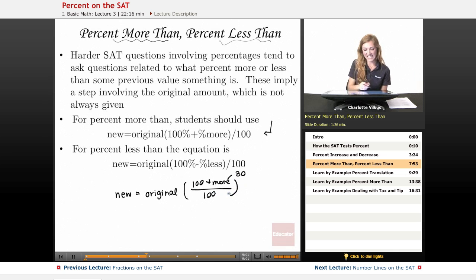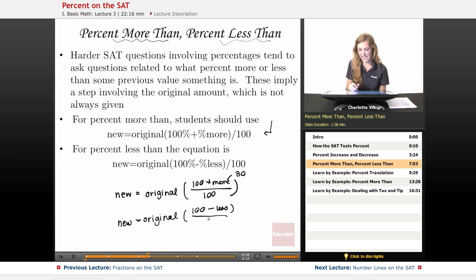Now, less than, that's the one where we're going to use the subtraction. So new equals original times 100 minus whatever percent less. So here it could also be 20% less than what we originally had, 10% less than, and we also divide this by 100. So we'll look at an example problem of this type of question also.